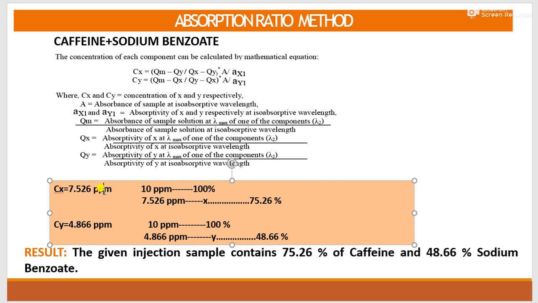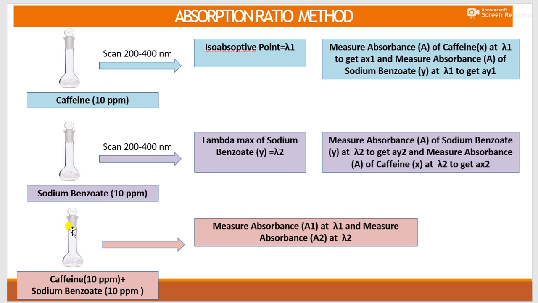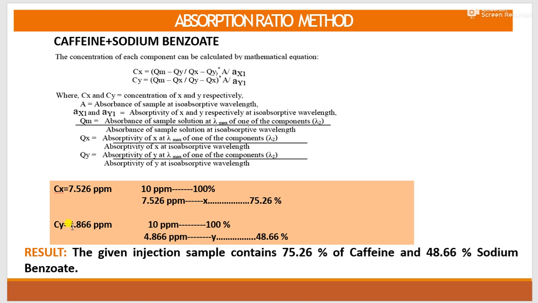So how is the percentage weight by weight calculated? The value of Cx experimentally is 7.526 and Cy is 4.886. So here what was the theoretical value for this sample, caffeine and sodium benzoate? The theoretical value was 10 ppm and 10 ppm. So for X, that is caffeine, 10 ppm is 100%, so 7.526 is how much percent? So that is 75.26%. Similarly, you can calculate for sodium benzoate also.